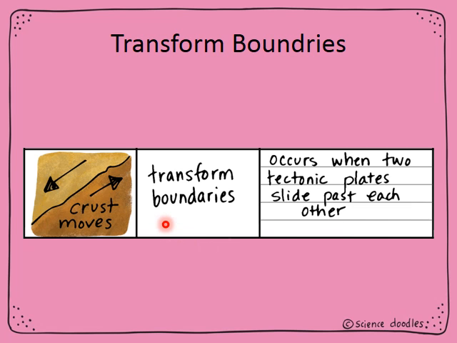All right, and then our last word is transform boundaries. This occurs when two tectonic plates slide past each other. So we talked about convergent earlier, where the plates are sliding towards each other. We talked about divergent, where they're moving away from each other. And then transform, they're not really moving towards or away, but they're sliding past each other. They're side by side, and they're just moving alongside each other.